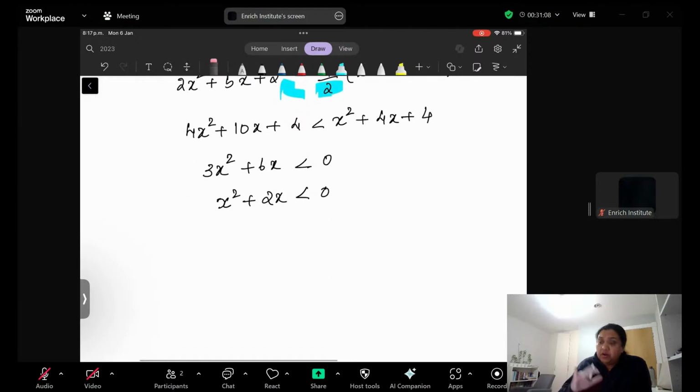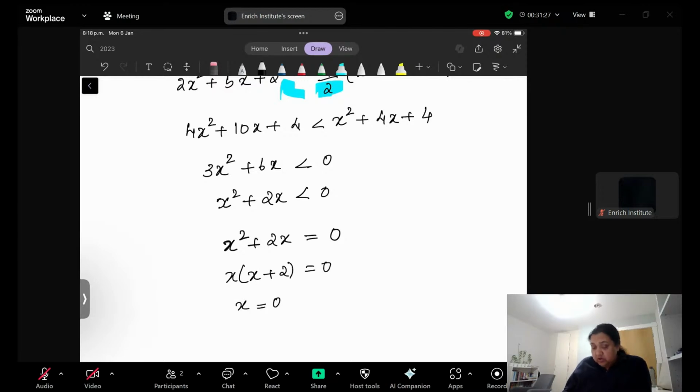Now I got a quadratic equation which I need to solve. To solve this quadratic equation, you will write it as x square plus 2x is equal to 0. Put an equal sign and then solve it. When you want to solve it, you factorize it. So x times x plus 2 is equal to 0. So x is equal to 0 or x plus 2 is equal to 0 and x is equal to minus 2. Now you got these 2 points.